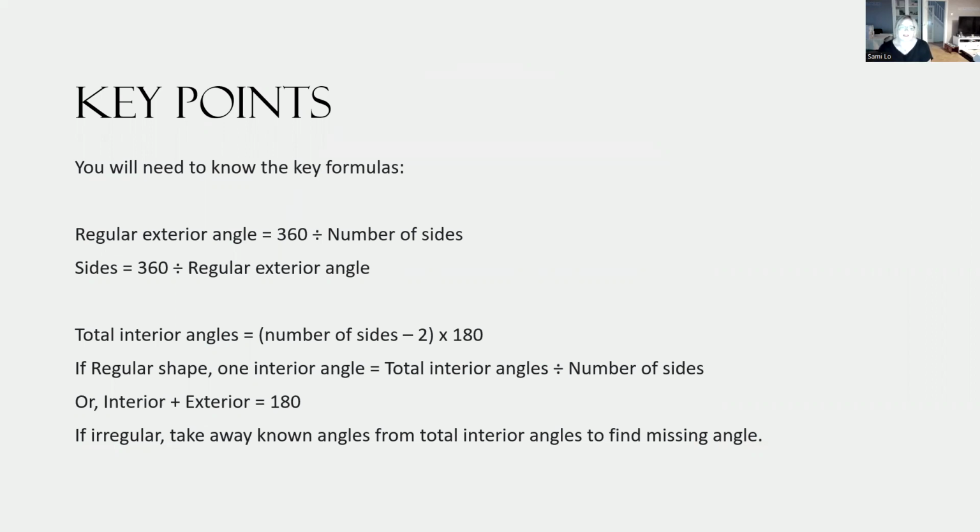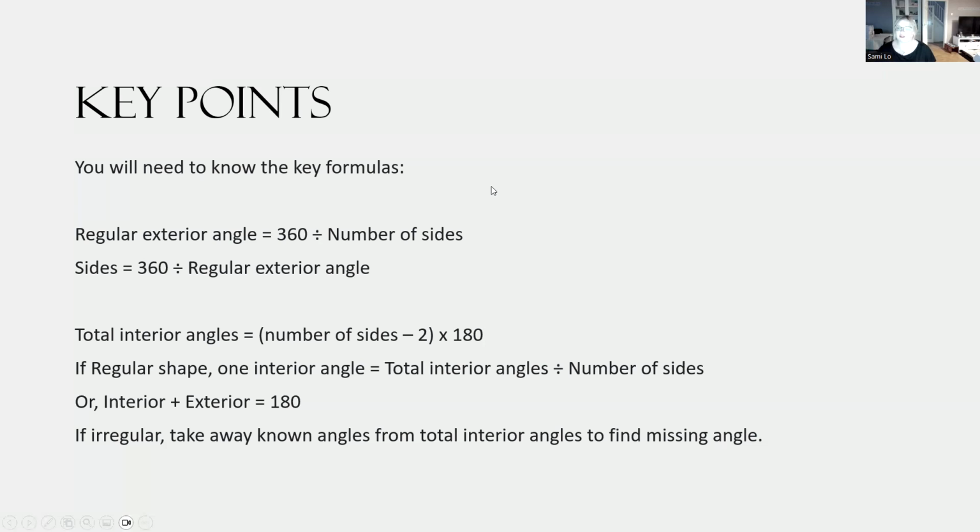And if it is a regular shape, we can find one interior angle by the total interior angles divided by the number of sides. Or we can use the fact that interior plus exterior is going to equal 180. If it is irregular, you've got to take away the known angles from the total interior angles and then find the missing angle. It might usually be X, or there might be a couple of X's and then you have to divide. So just be aware that that might happen as well.